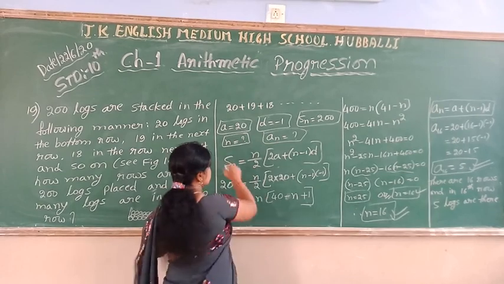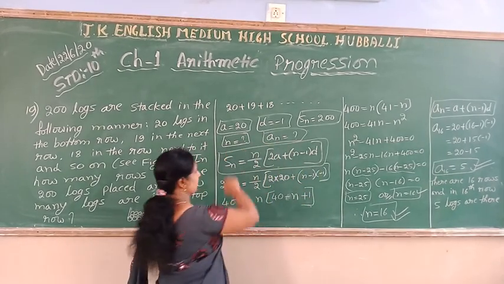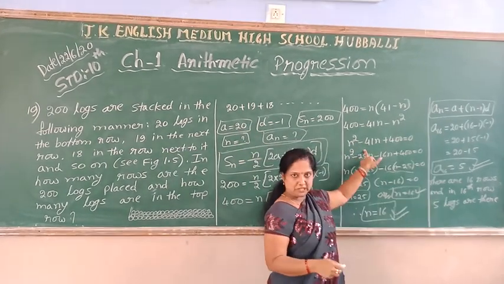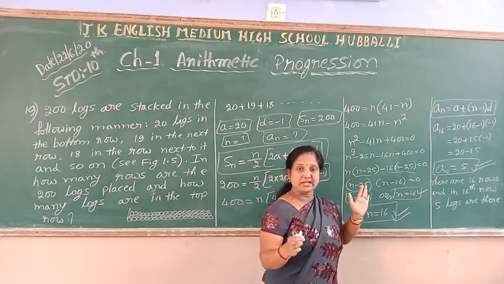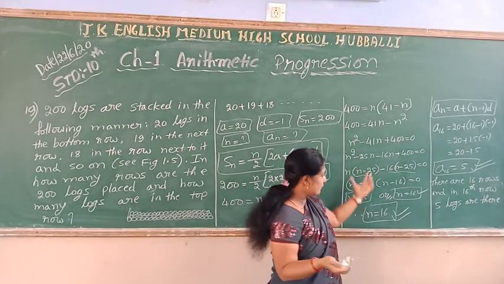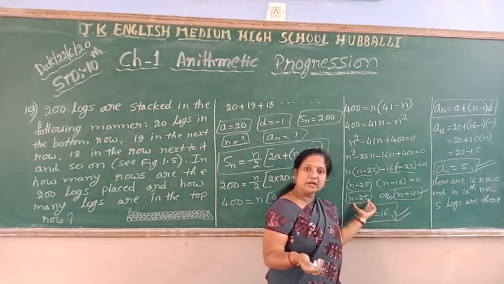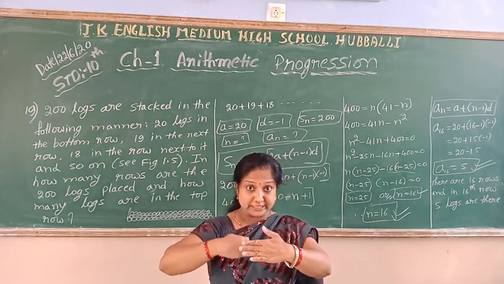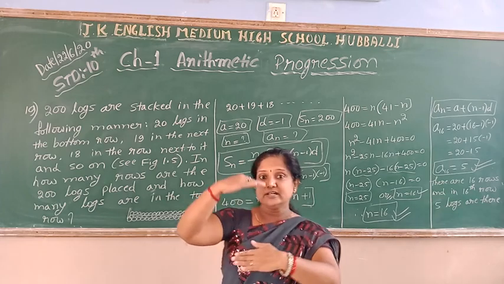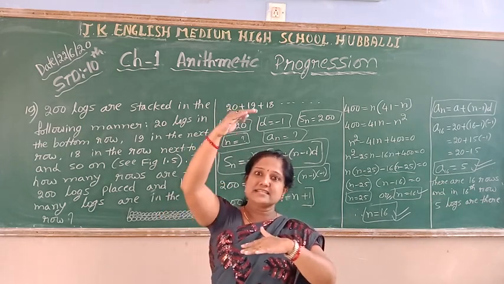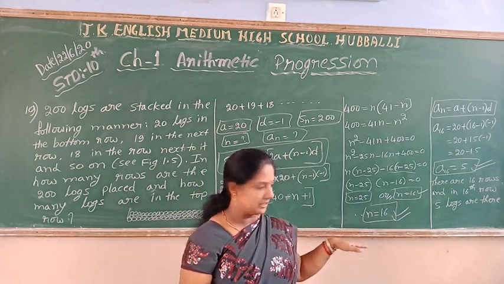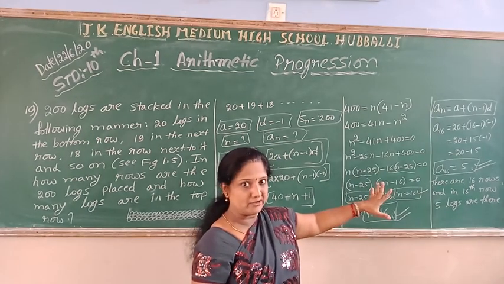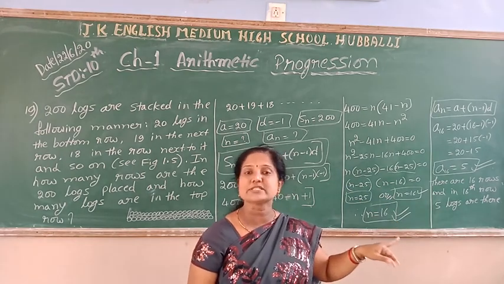By using the formula Sn is equal to n by 2 into 2a plus n minus 1 into d, I have to substitute all the values I know and simplify. So the last row will be less than 20 only, it will not be more than 20. So I will consider n value as 16. Then by taking n value as 16, I can find out the 16th term of this row.